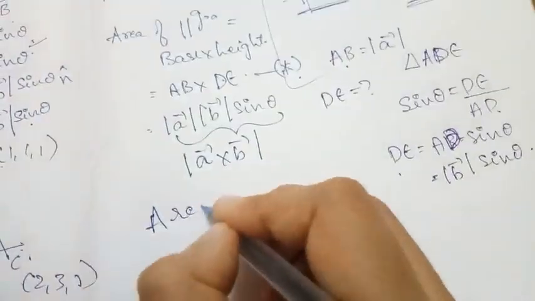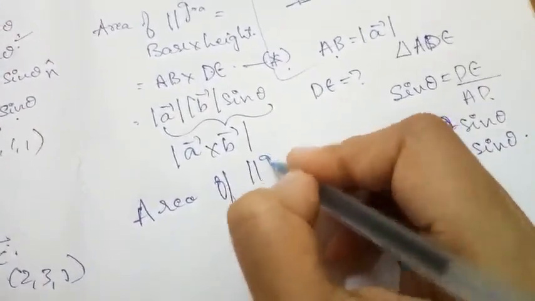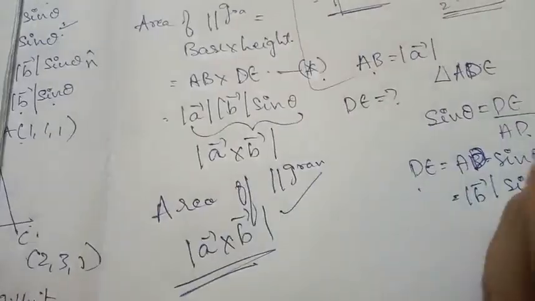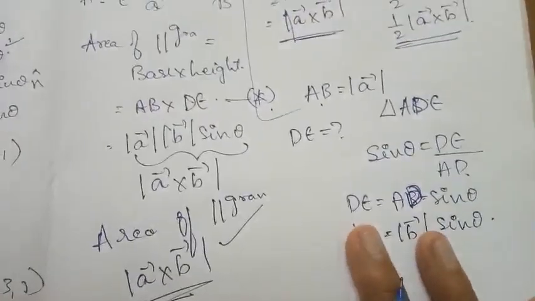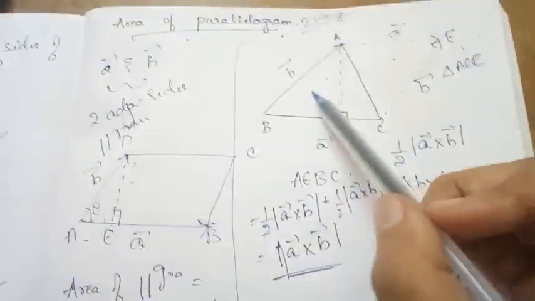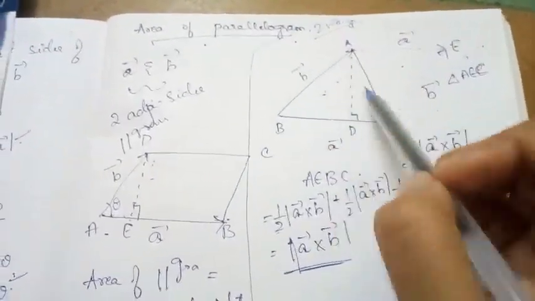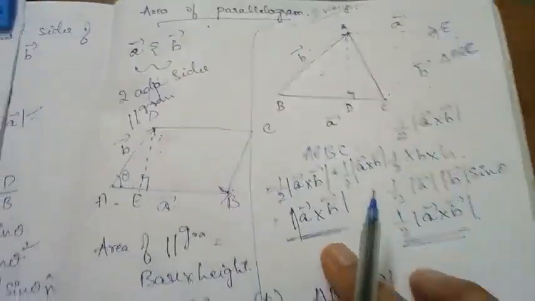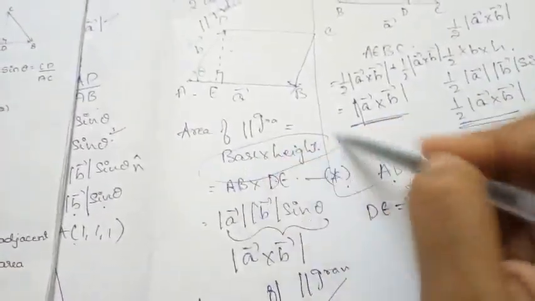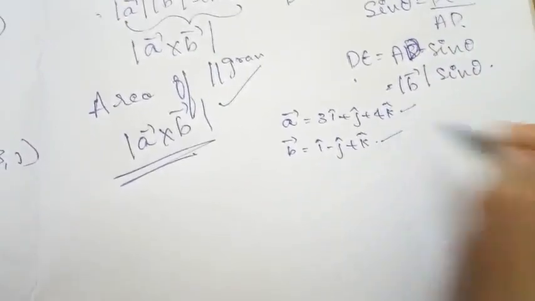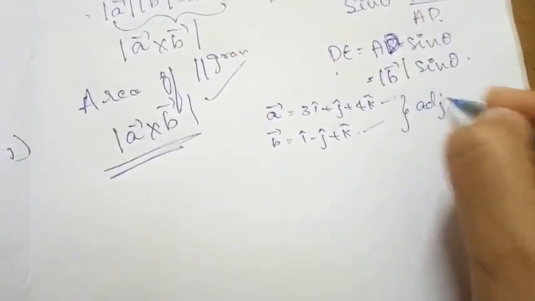So the area of the parallelogram is nothing but the magnitude of vector A cross vector B. This is how we get the area of a parallelogram with the help of the cross product. One method is an extension of the area of a triangle: flipping it twice, twice the area of a triangle gives the area of the parallelogram. Another way follows the basic formula, that is, area of parallelogram is equal to base into height. A similar process.